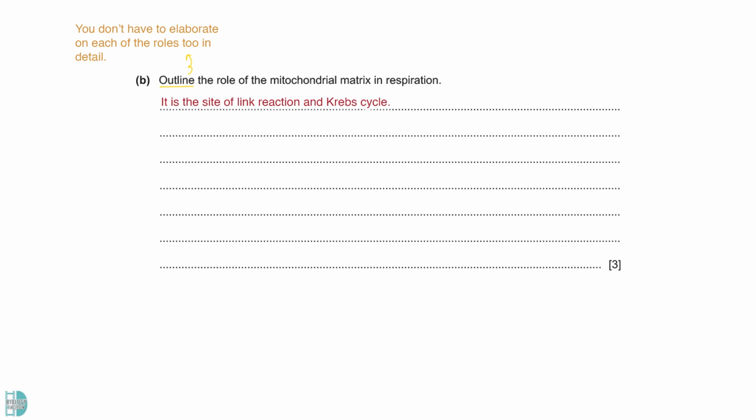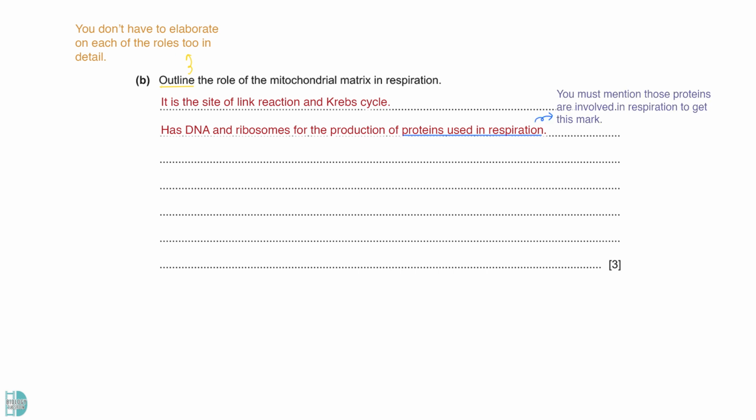The matrix of mitochondria is the site of the Link reaction and Krebs cycle. It has DNA and ribosomes to produce proteins used in respiration. Note that if you only mention it is for protein synthesis without linking these proteins to respiration, you will not get this mark. Any named example of the proteins can give you another mark.